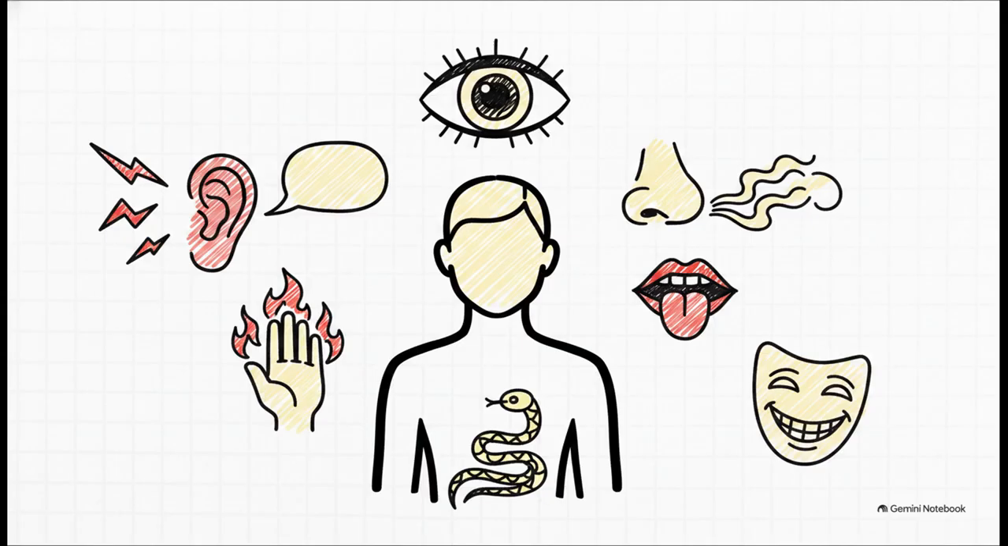You can have tactile hallucinations, like a burning or tingling sensation. Somatic ones, which is feeling something happening inside your body, like a snake crawling in your stomach. Visual, gustatory, or even olfactory hallucinations, like suddenly smelling poison. But in schizophrenia, auditory hallucinations are by far the most common.